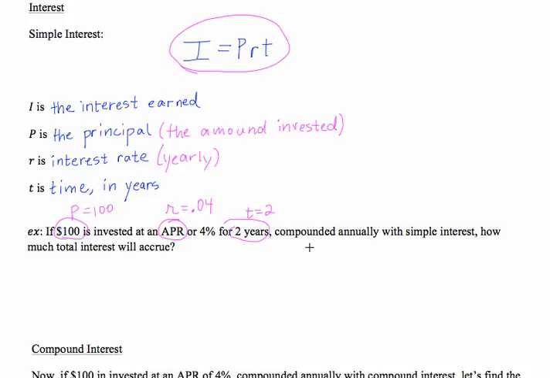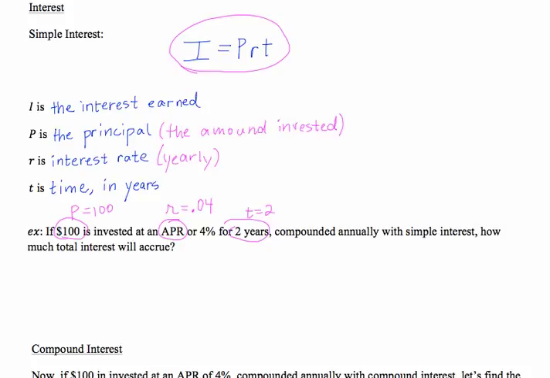Okay, now it's compounded annually, meaning once per year, and that's what this is about, compounding annually. With simple interest, how much total interest will accrue for 2 years? Let's first do it with the formula, and then I'm going to write it out and show you what's happening in each of the 2 years.